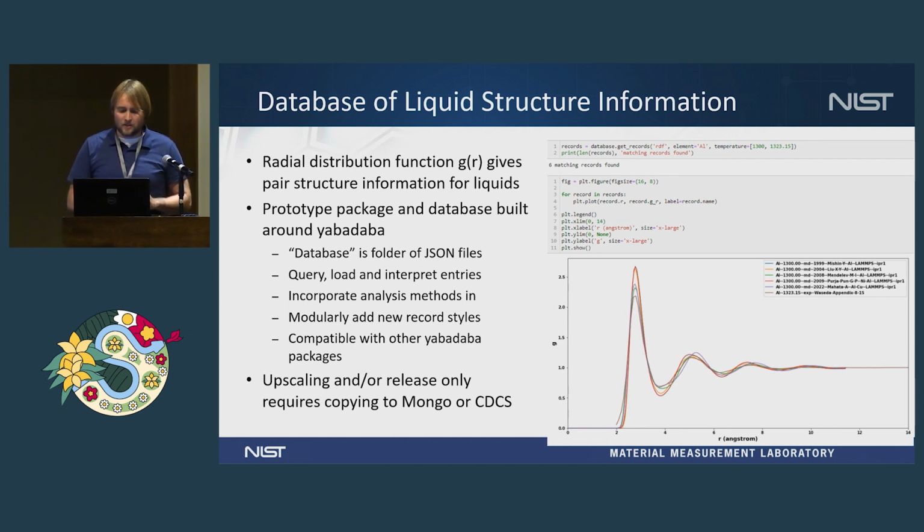And so you can see that I can do a search based on elements and temperatures. I get all the matching results and can easily plot the information without needing to know what the JSON file looks like. And the idea then is that once I'm ready to release this prototype data, all I have to do is pick which externally accessible database I want, whether it's Mongo or CDCS. I upload, copy the records over there, and I release my Python package, and it's done. That's it. Everything's out there. It's already a nice database with a nice interface.